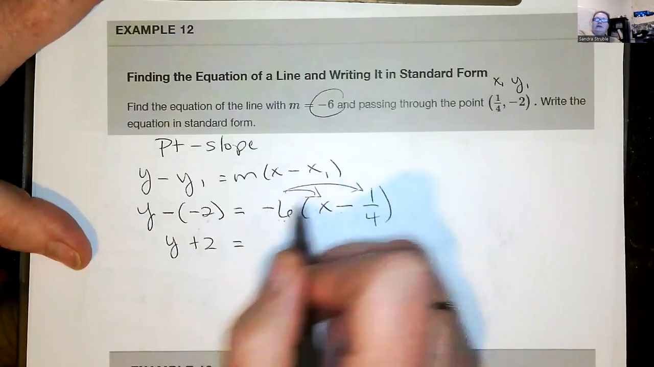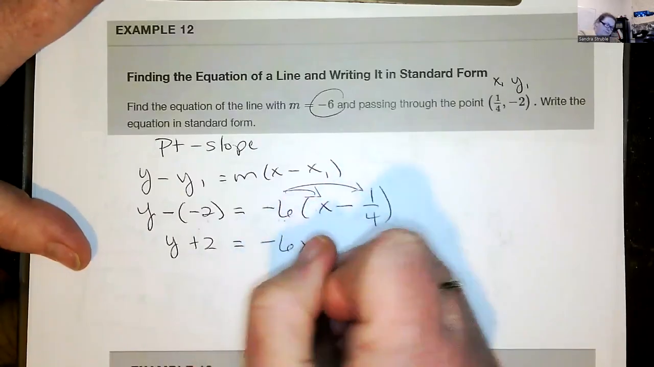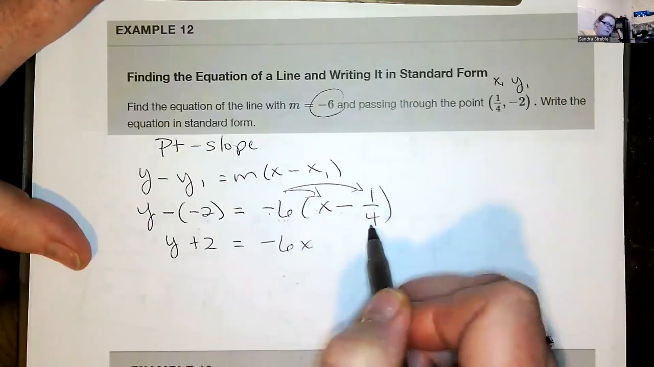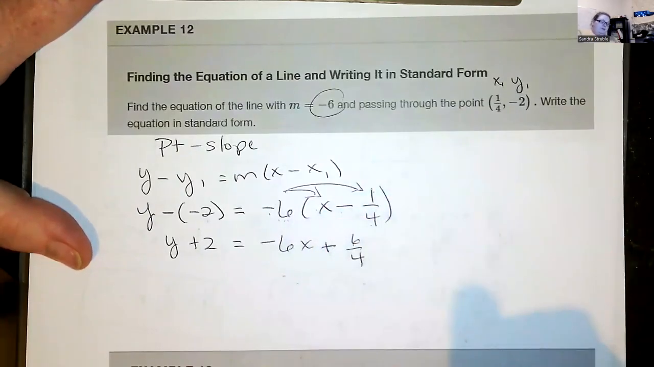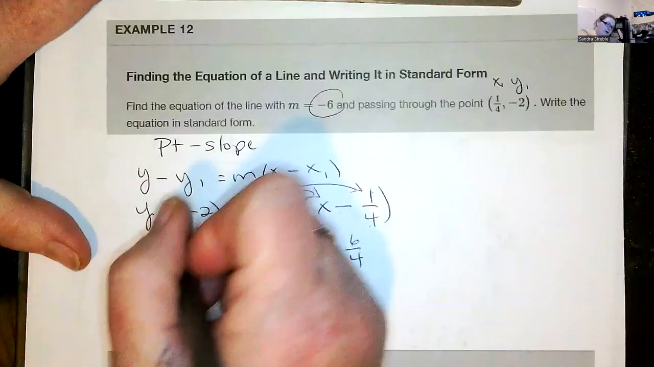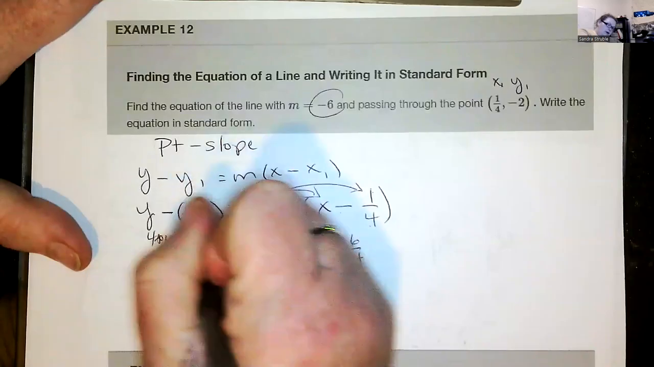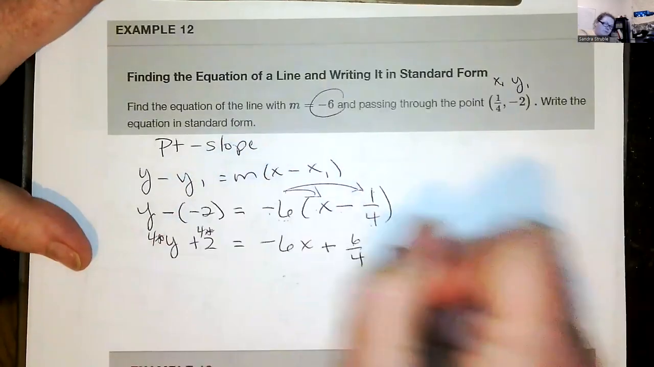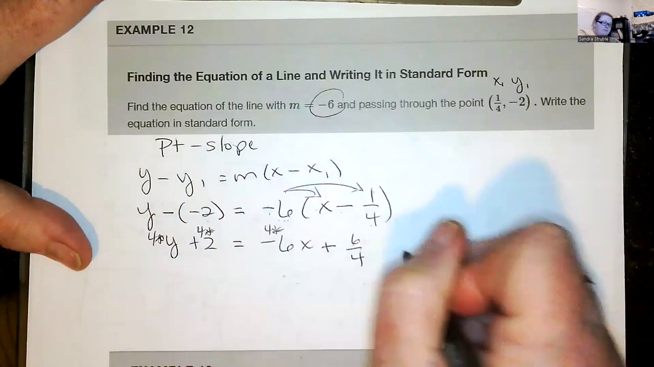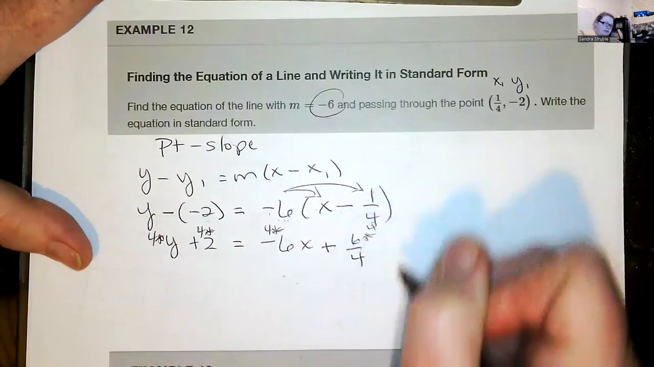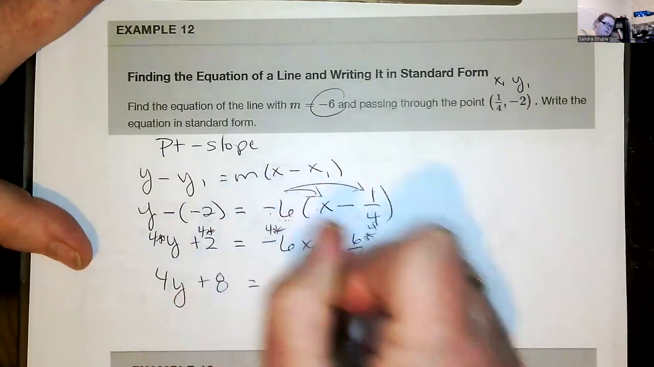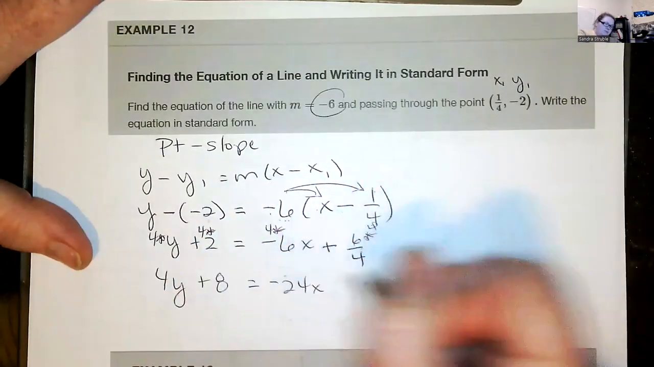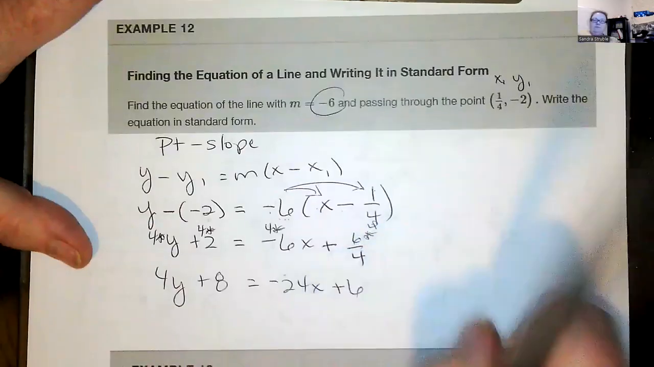So negative 6 times x is negative 6x. And then negative 6 times negative 1/4 is positive 6/4. Okay, so now we can go through and get rid of that 4 as a denominator by multiplying 4 times y, 4 times 2, 4 times negative 6, and then 4 times 6/4. So we get 4y plus 8 equals negative 24x plus 6.